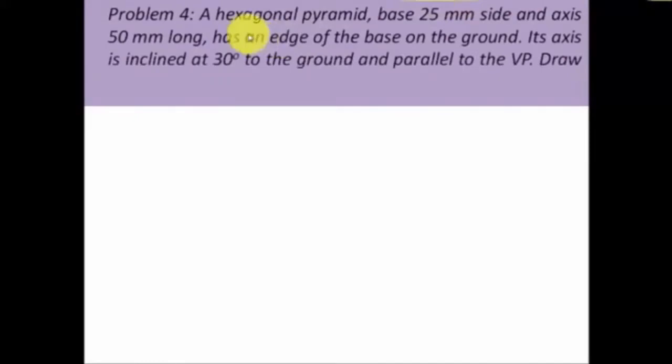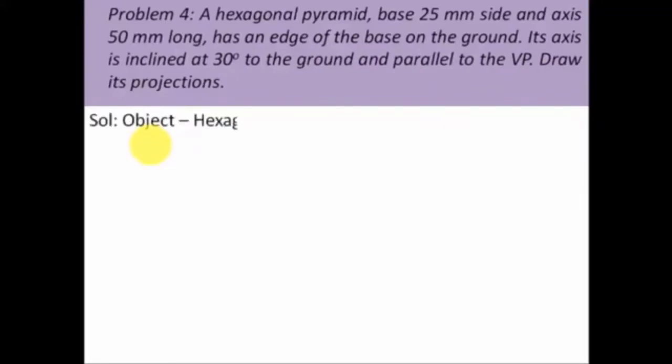A hexagonal pyramid base 25 mm side and axis 50 mm long has an edge of the base on the ground. Its axis is inclined at 30 degrees to the ground. Ground refers to a horizontal plane and parallel to the VP. Draw its projections. So alright, let's write down all those things that have been given in the question.